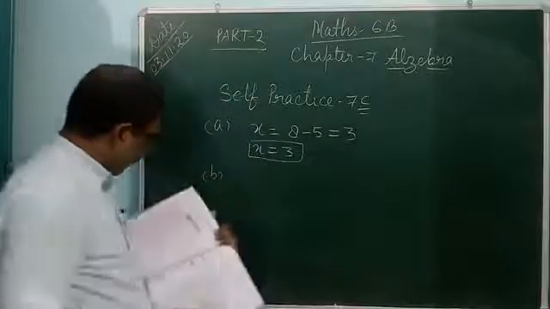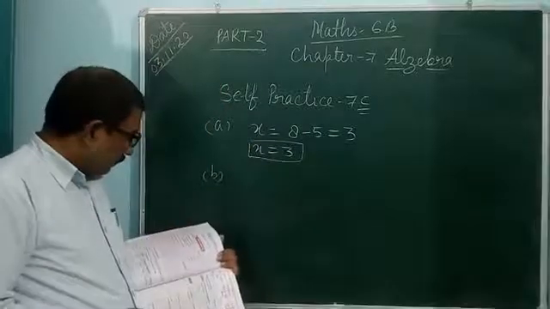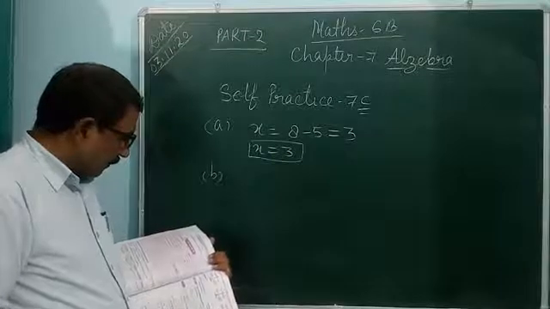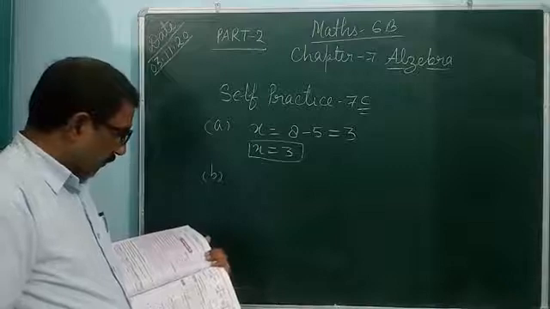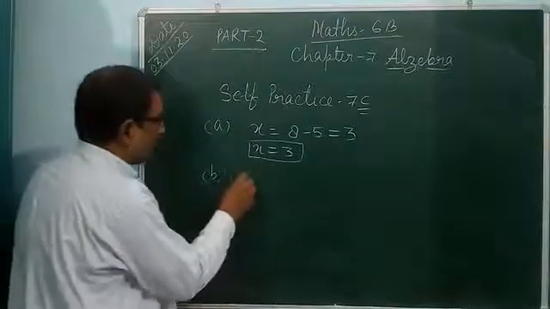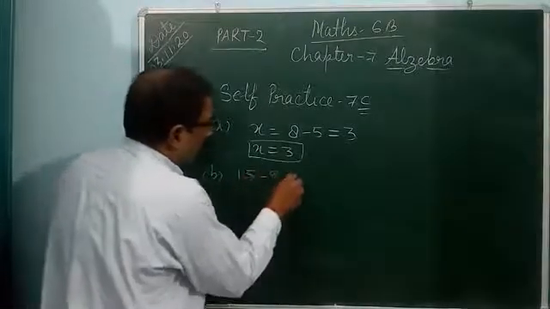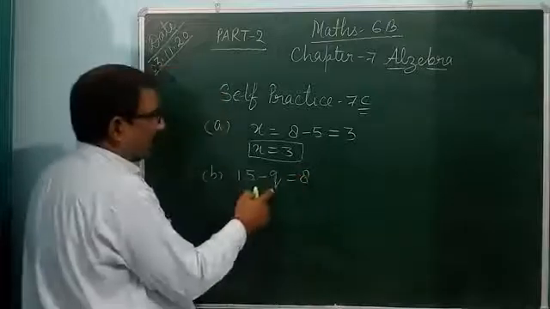Question number B. What number must be subtracted from 15 to give 8? Suppose that number is q. So 15 minus q is equal to 8. Let that number be q.